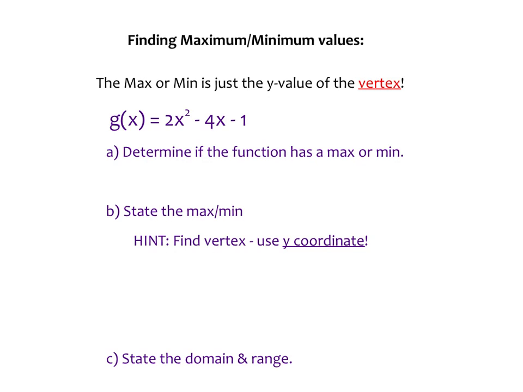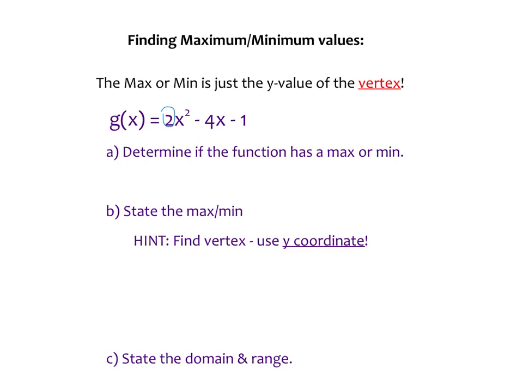So let's look at the function g of x equals 2x squared minus 4x minus 1. Part A of this problem says determine if the function has a maximum or minimum. So if you can recall from last notes, we are going to look at whatever a is in front of x squared, and if that is greater than 0, our parabola will open up and we will have a minimum.